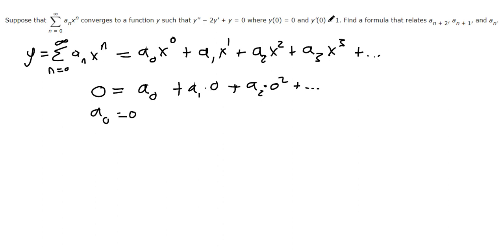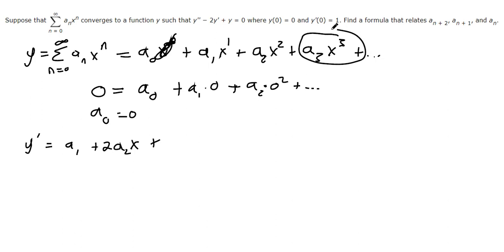And now let's look at the first derivative. With the first derivative, what we're doing is we could differentiate term by term. That was one of the tools that we learned in this section. So if you differentiate this, x to the 0 is just 1, right? So if you differentiate this with respect to x, that's a constant, so that's 0. And if you differentiate this with respect to x, it's just a sub 1. If you differentiate this with respect to x, that's 2a sub 2 times x.